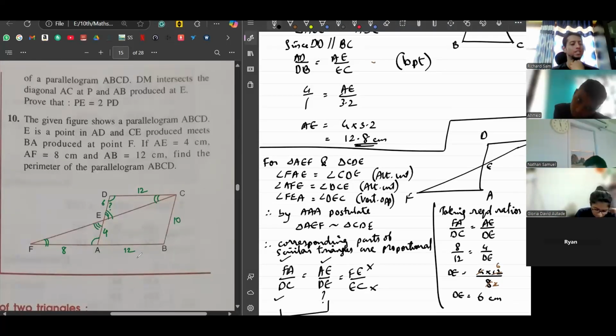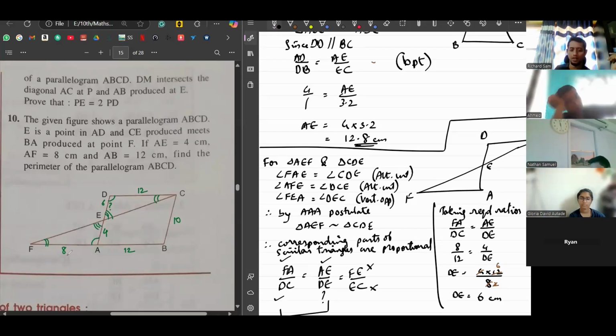So then when you add all the sides, you get 12 plus 10 plus 12 plus 10. How much is that? 44. 44 centimeters is the answer. So this is a proper question from the A part. We didn't use BPT, but just the ratios. The corresponding ratios are proportional. That rule we used and did a little complicated question.